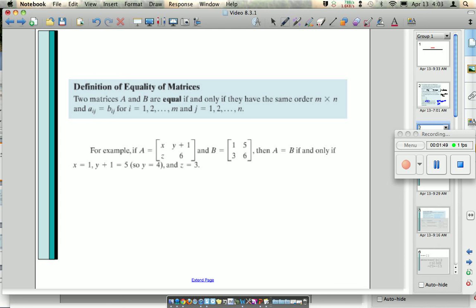So this is a very simple logical fact. If two matrices are equal, then that means every element in them is equal. So in this example here, if we want these two matrices to be equal, then x has to be the same as 1, and y plus 1 has to be the same as 5. 6 is the same as 6, so that works. And then z would have to be 3. So every element has to be equal in order for the matrices to be equal. That's a simple logical fact that works for matrices.